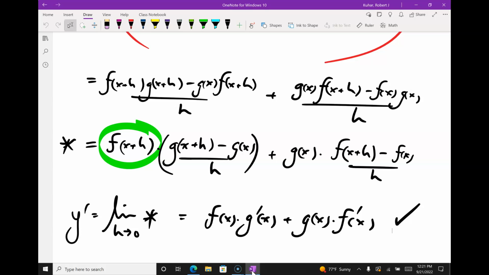Keep going. And I take that limit. And I can factor out a g of x here, and you recognize this piece. That's right. So there's my replacement function. I'm going to let h go to 0. What's left here? If h is 0, what do I have here? f of x. So there it is. f of x times g prime plus g of x times f prime.